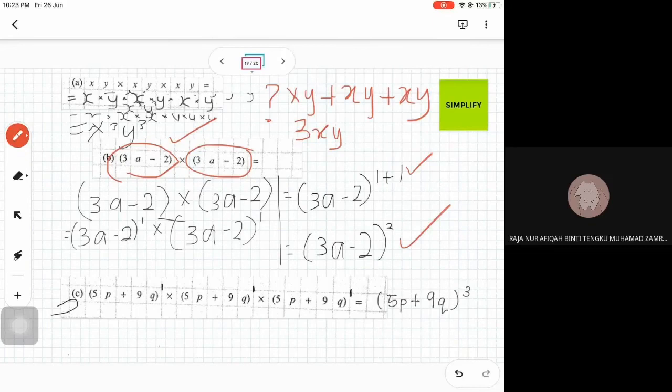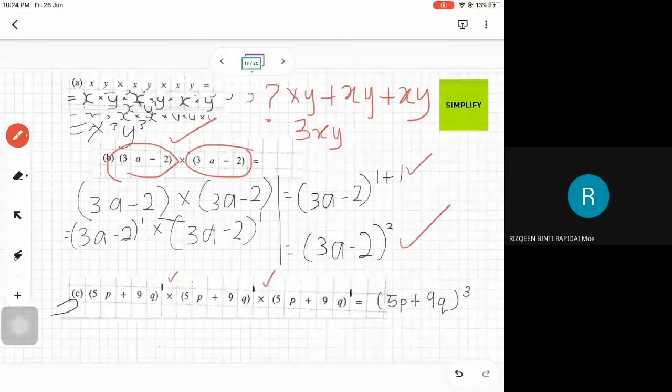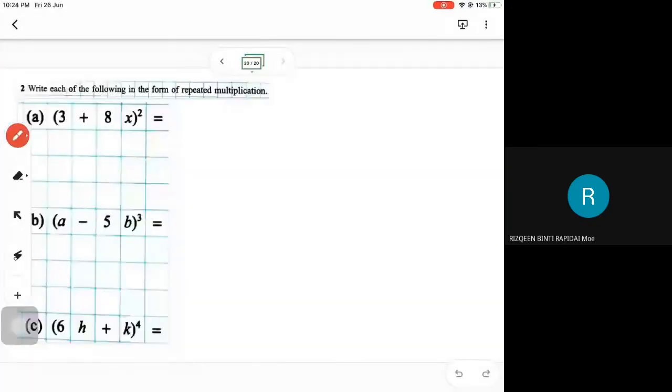Okay, C, Rizkin. Rizkin, are you here? Yes, teacher. So, these are the same. So we can just add the invisible one, and it becomes 5p plus 9q power of 3. They are the same, so you just add the exponent. So you get 5p plus 9q bracket to the power of 3. Okay, totally correct.